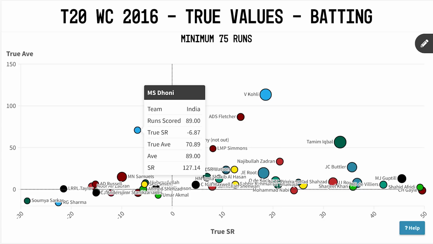MS Dhoni though had an interesting season. He was barely dismissed with a true average of 71 and a true strike rate of -7. So it definitely would have made sense for him to sacrifice that true average to score quicker.